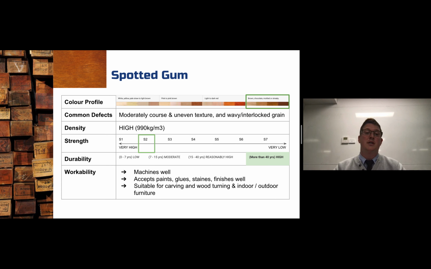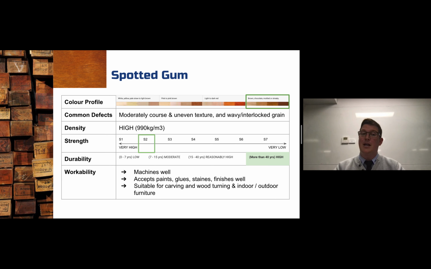It's also a timber that is really suitable for carving and wood turning, and also for outdoor furniture. Because it's got that high density, that high level of strength, that high level of durability, you can put it outside, it's going to last a long time. Obviously spotted gum inside will last longer, but it can definitely work outside as well.